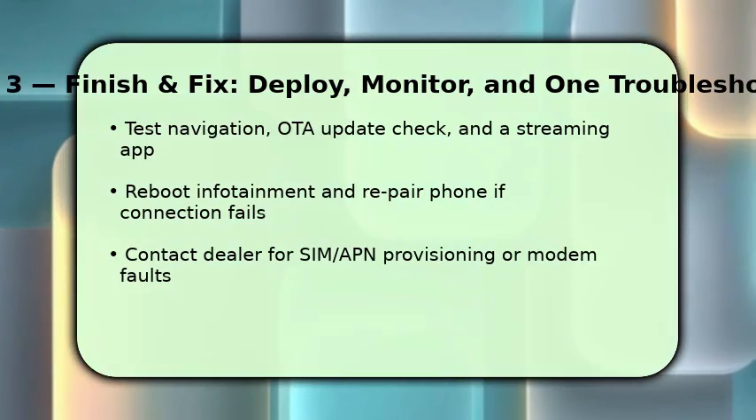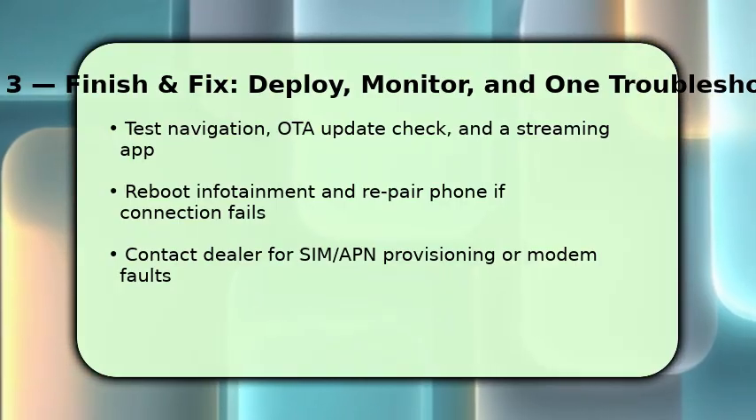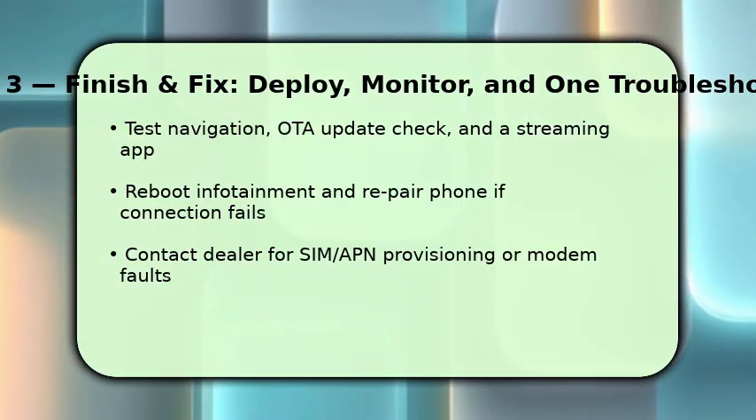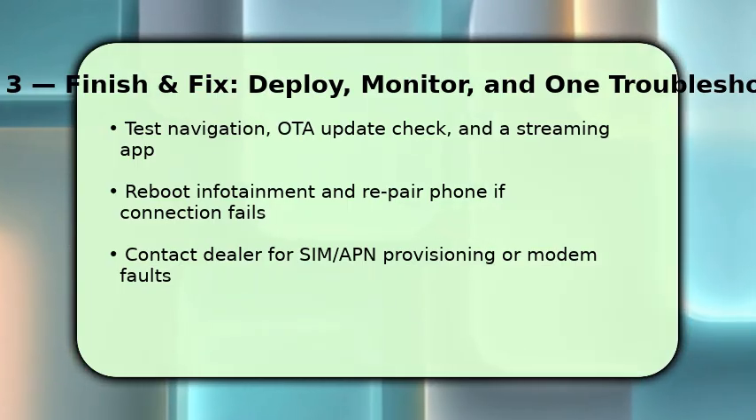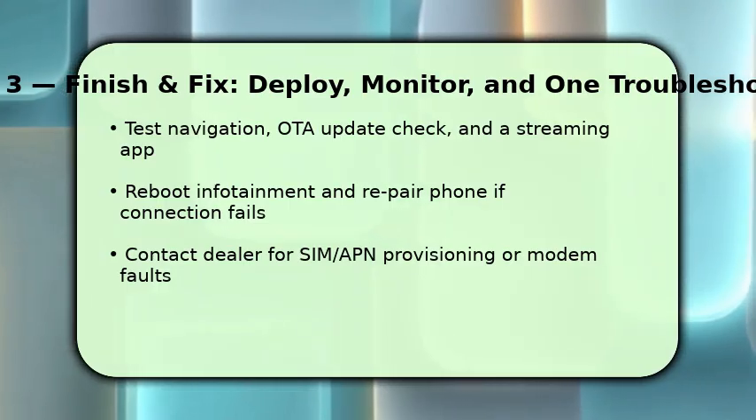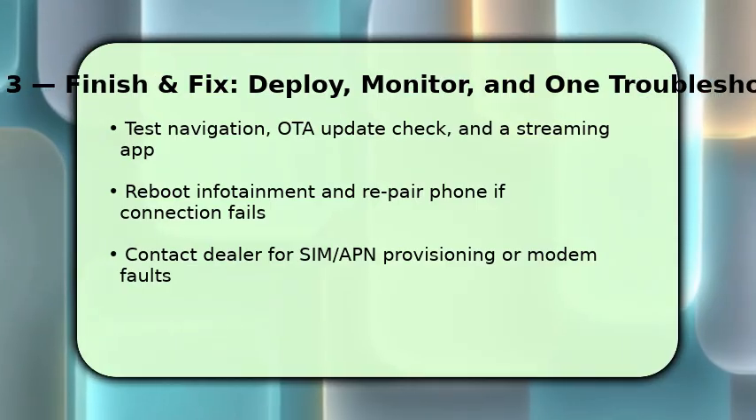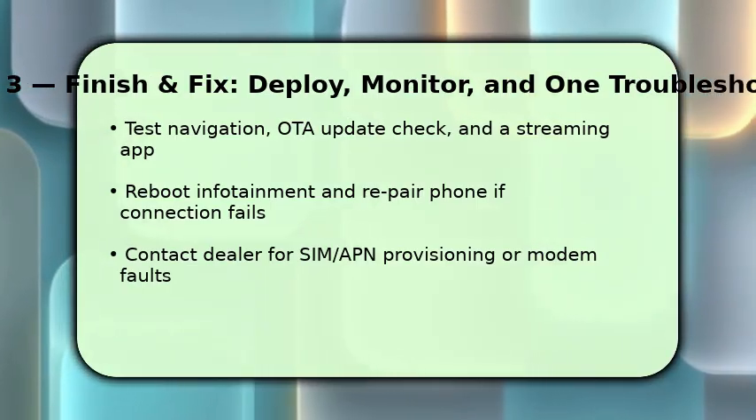Finish by validating every service. Open navigation, check for OTA updates, and start a brief stream to confirm performance. If things lag or services don't appear, reboot the infotainment system and repair your phone. This clears temporary conflicts. Once done, verify APN settings again and ensure the vehicle's plan is active.